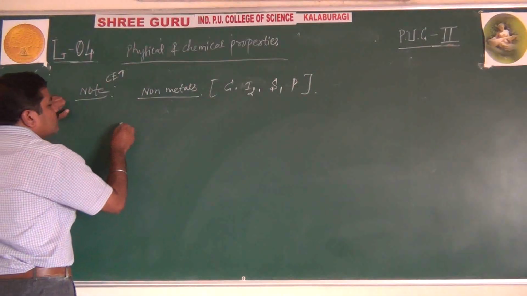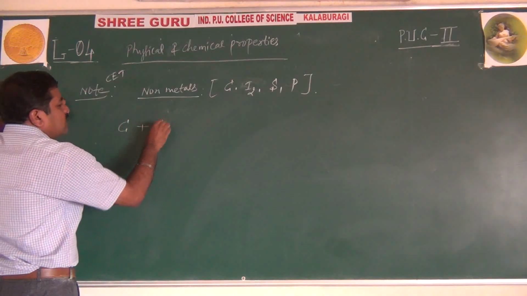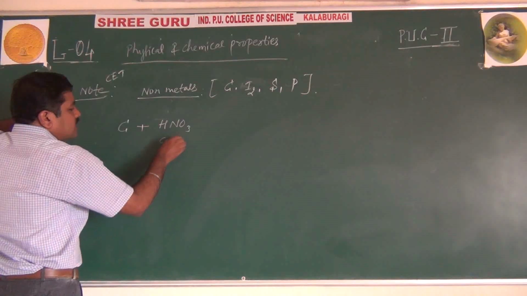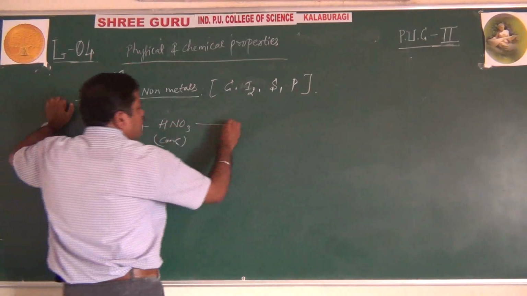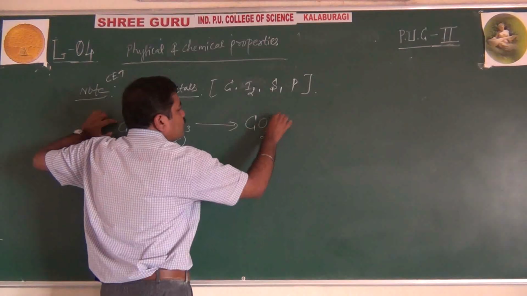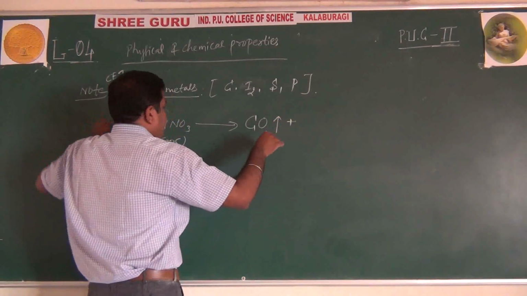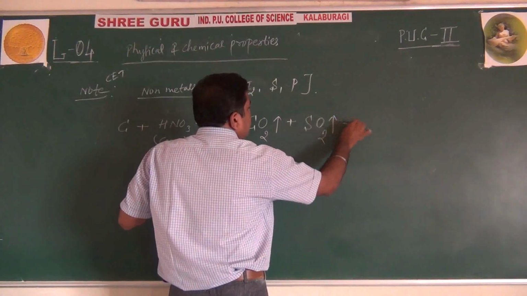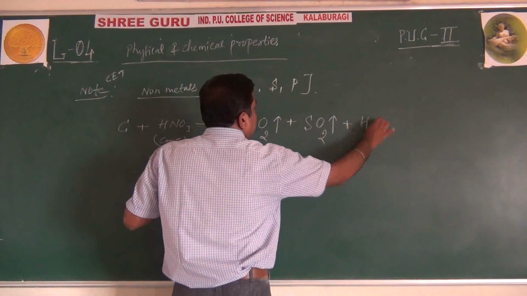First see the non-metal carbon. Concentrated nitric acid reacts with it. It oxidizes carbon to carbon dioxide, CO2. A normal product is NO2, a byproduct along with the water, as you know.